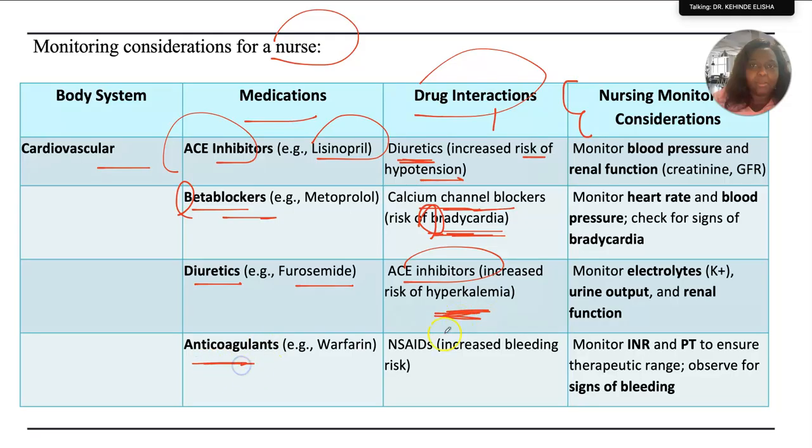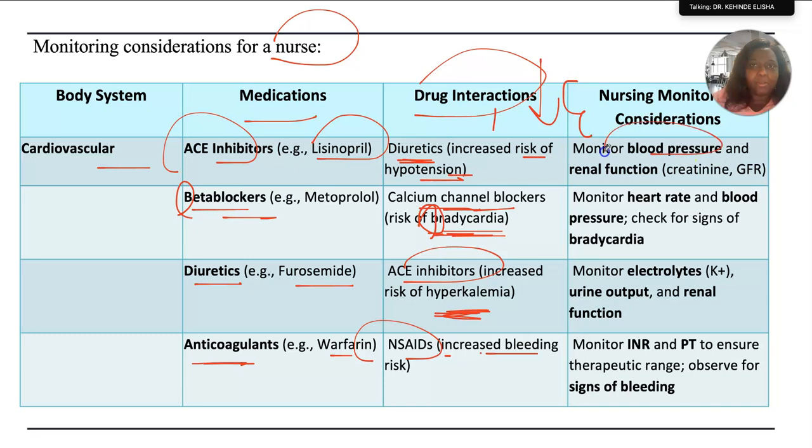What about anticoagulants? When we combine with NSAIDs, we're going to see increased bleeding risk. Those are the drug interactions that we need to pay attention to. That is warfarin plus NSAID, we're going to have an increased bleeding risk. So by the time we know what interaction to expect, we know exactly what to look out for, right? For example, now with ACE inhibitor, we know we're going to see hypotension.